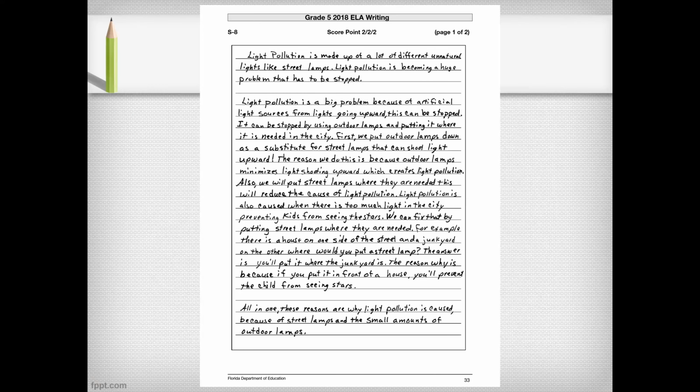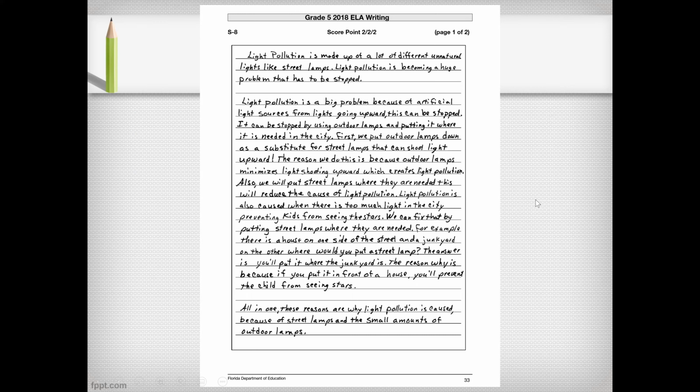Now we are actually going to look at another 2-2-2. So this would be considered a little bit lower of a 2-2-2 in the range. And then once we read this, we'll really talk about why this one also fits that same score point. I will go ahead and read this one.